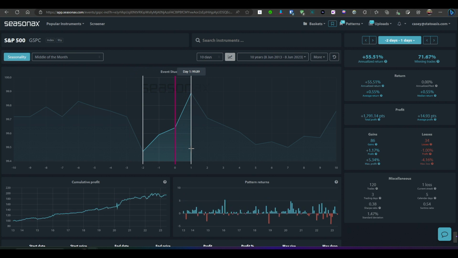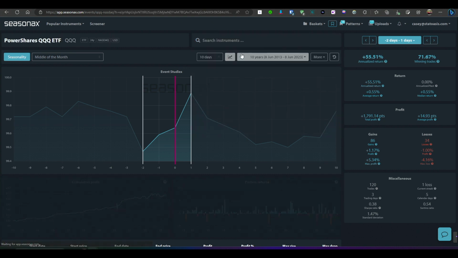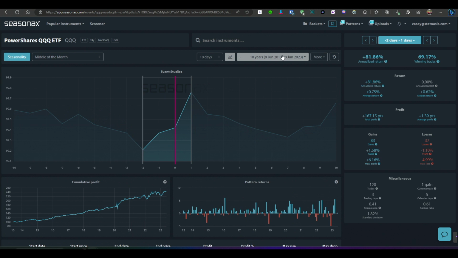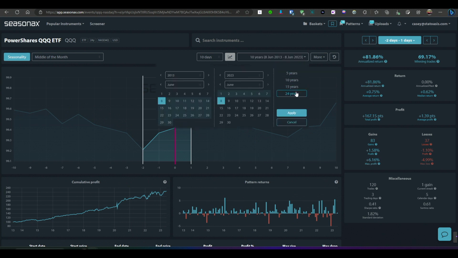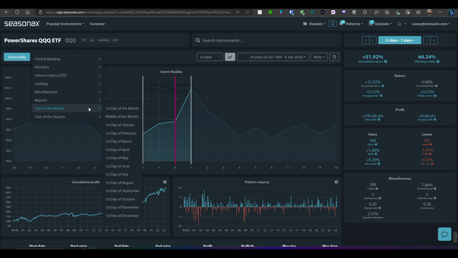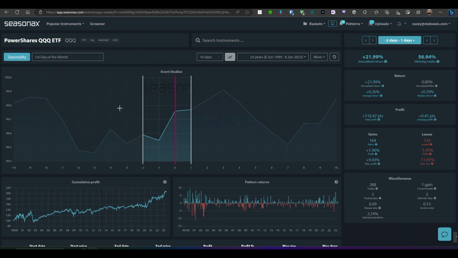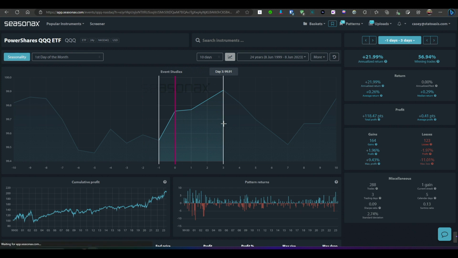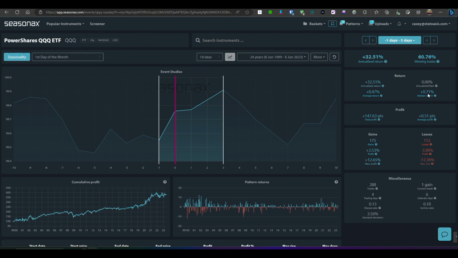Okay, so since this is the US indexes, I assume it should work on the other indexes. So this is the triple Q. And again, look, it's like copy and paste. Let's go 24 years. Same thing. This is middle of the month and end of the month. Again, it's the same thing. I expect to make money 1 day to 3 days. And this even the median is bigger.